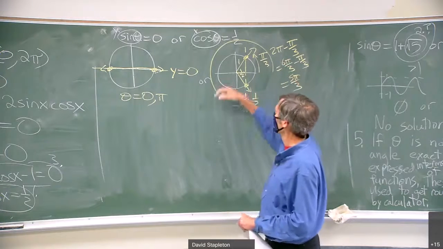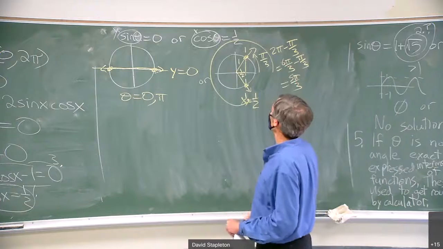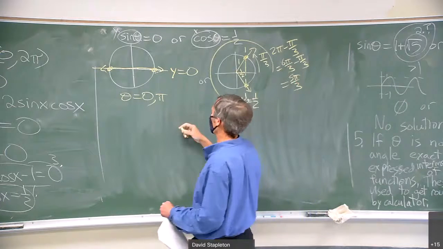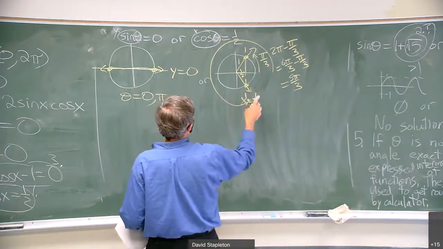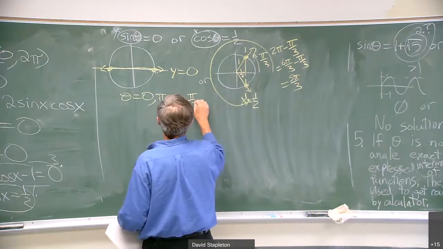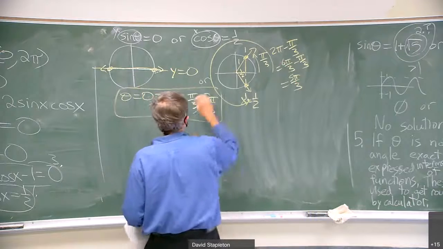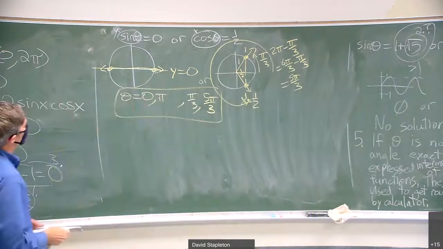There's the other angle. So I've actually got 4 solutions here, right? Theta equals 0 and pi from that one. And then pi over 3 and 5 pi over 3 from this one. 4 answers in the interval 0 to 2 pi.